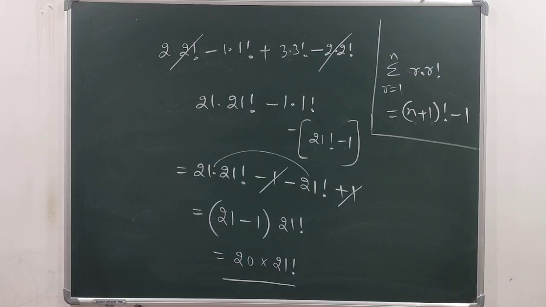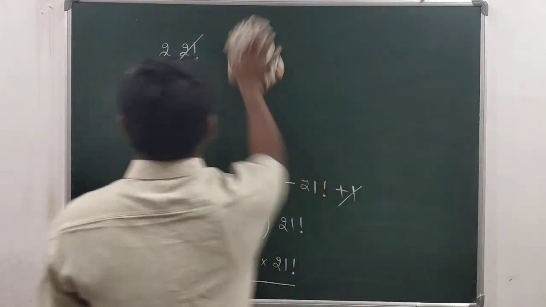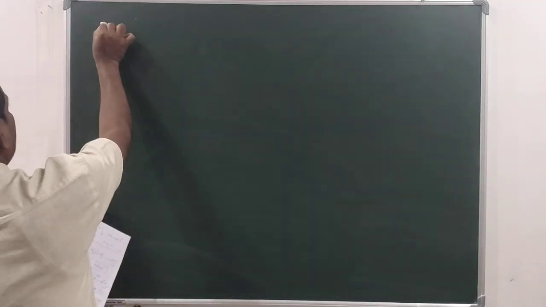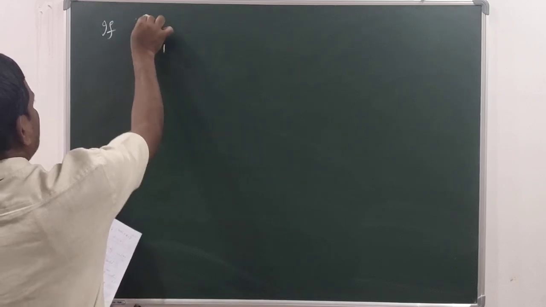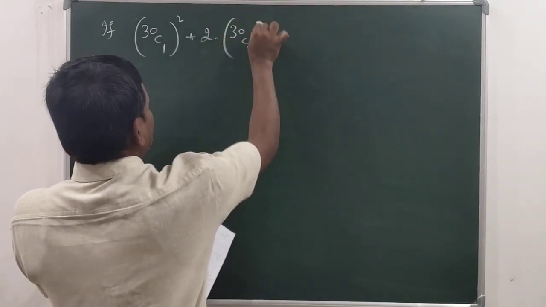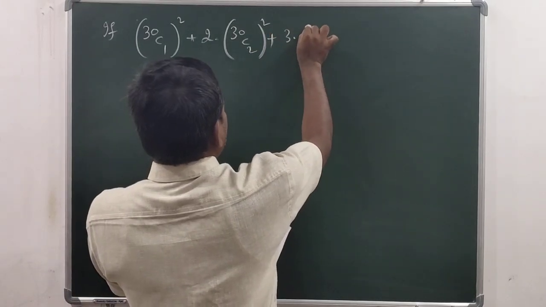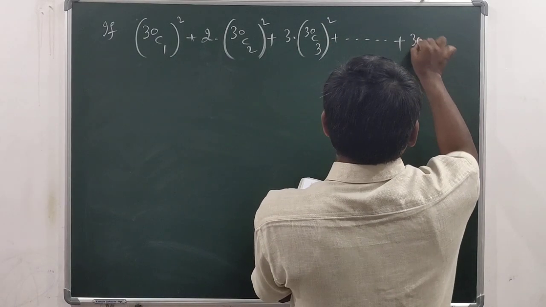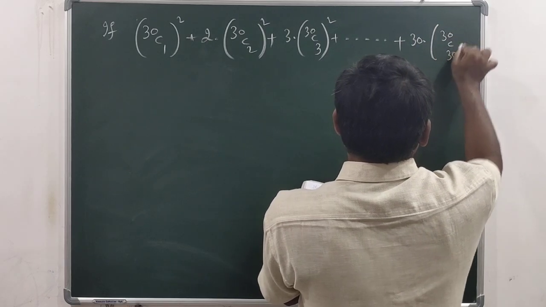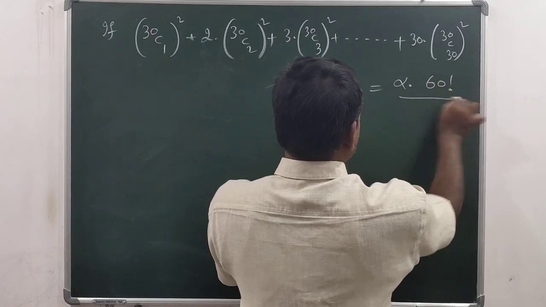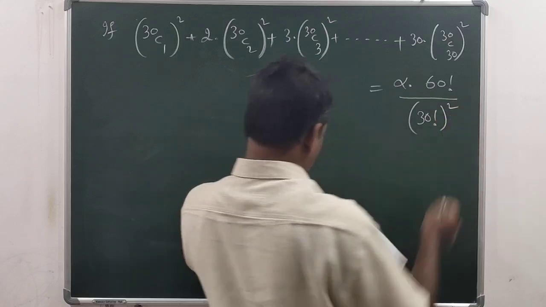Next, students, see this question. This question is, see, if 30C1 whole square plus 2 into 30C2 whole square plus 3 into 30C3 whole square and so on, up to 30 into 30C30 whole square, which is equal to alpha into (60 factorial by 30 factorial whole square).